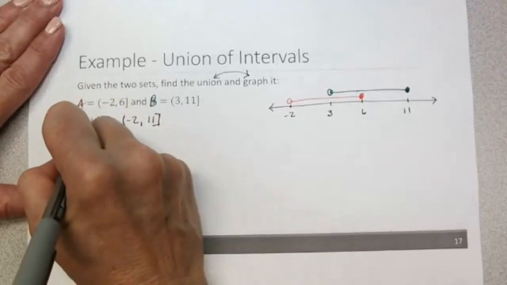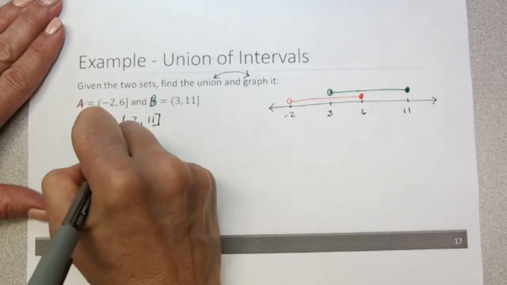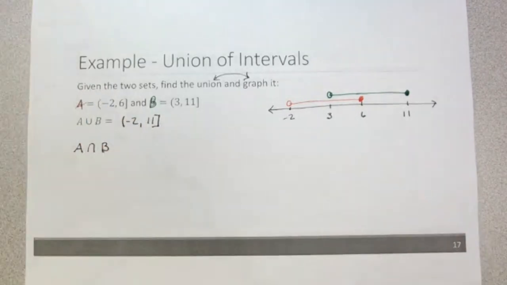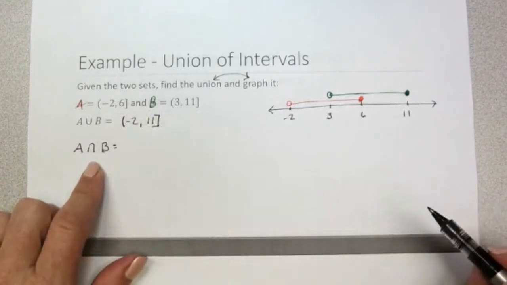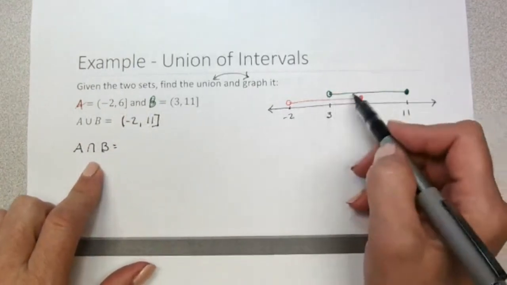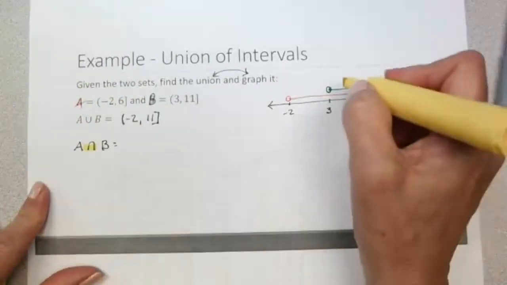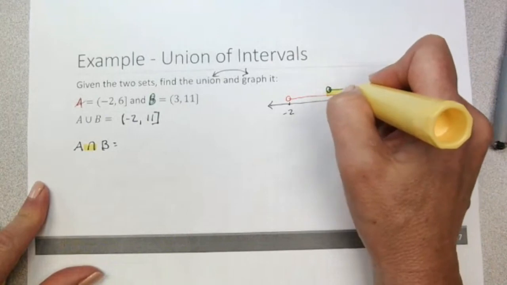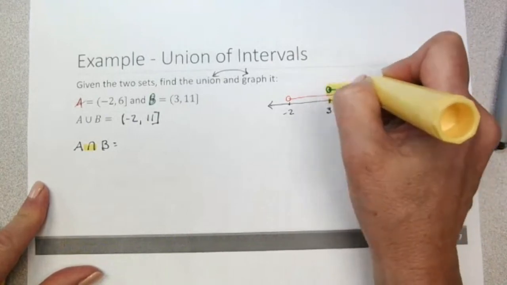What is the intersection of sets A and B? What is the intersection of the two sets? Well, the intersection of the two sets is all of the elements that are in both sets. So from the number line, the intersection of those two sets is going to be everywhere that we have 2 lines where they overlap.